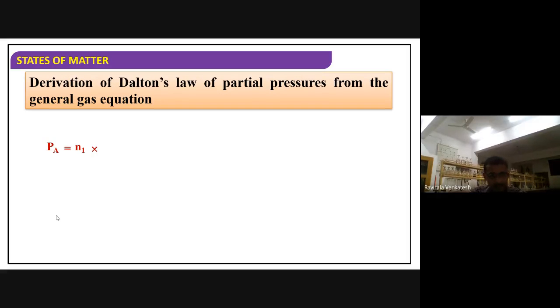Now, let me take the partial pressure of A, which is equal to N1 into RT by V. Shall I write this equation? Why have I written this equation, anybody? Can you say?